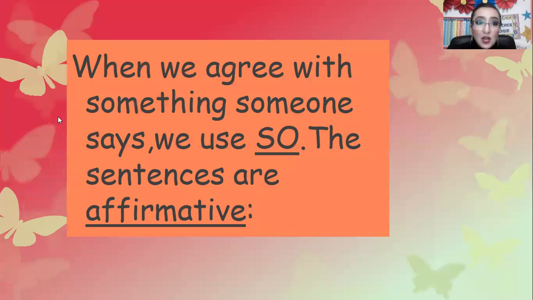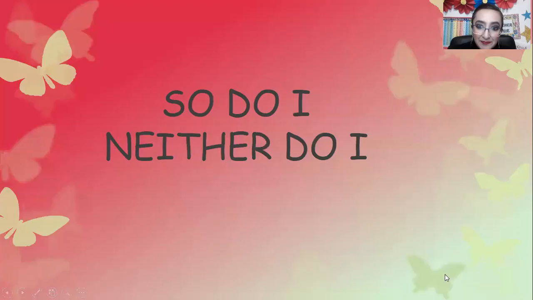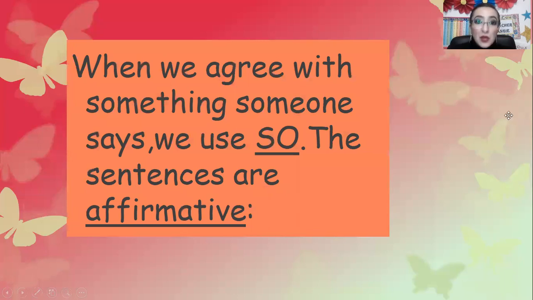So do I, or neither do I. Okay, here we go. When we agree with something someone says, sorry, estoy toda gripienta, we use the word so. Cuidado, porque so va a significar varias cositas. También igual que el to, pero también va a significar so de mucho. So amazing, padrísimo, ¿no? So cold, friísimo. Y el to también va a significar mucho. De hecho, ya lo vimos.